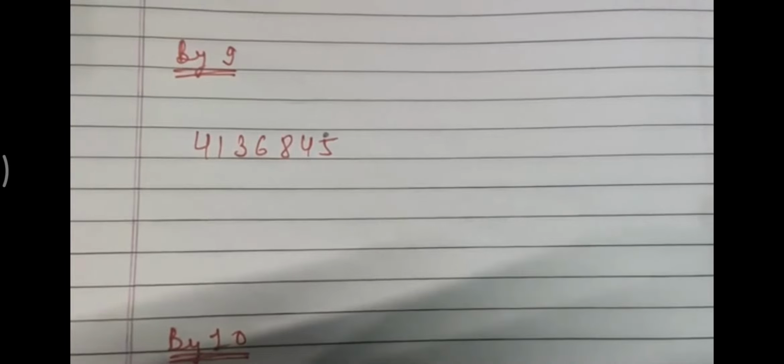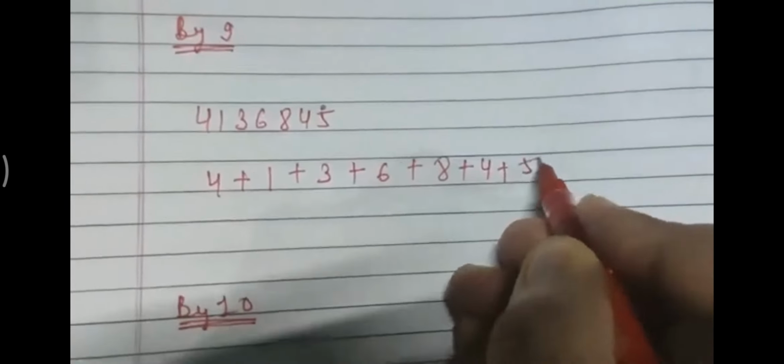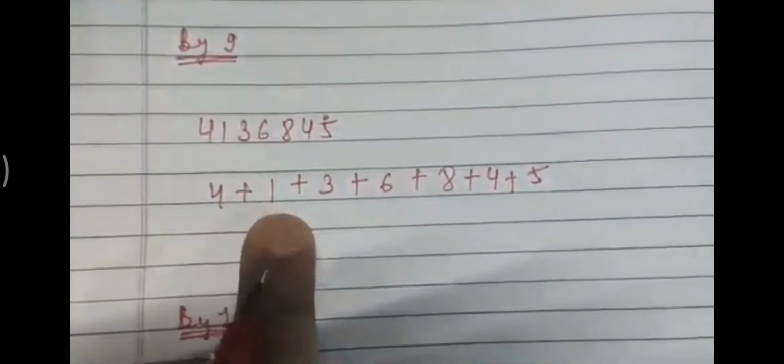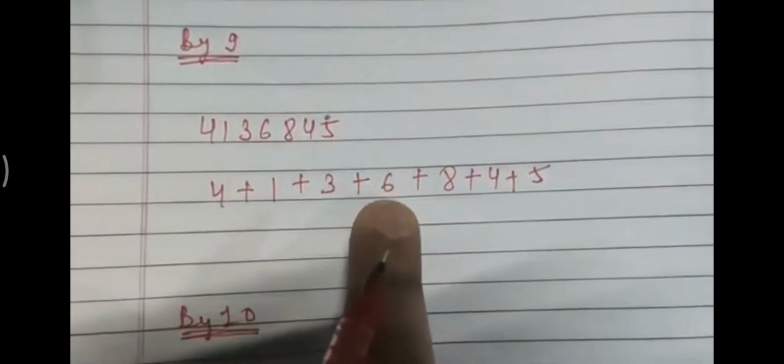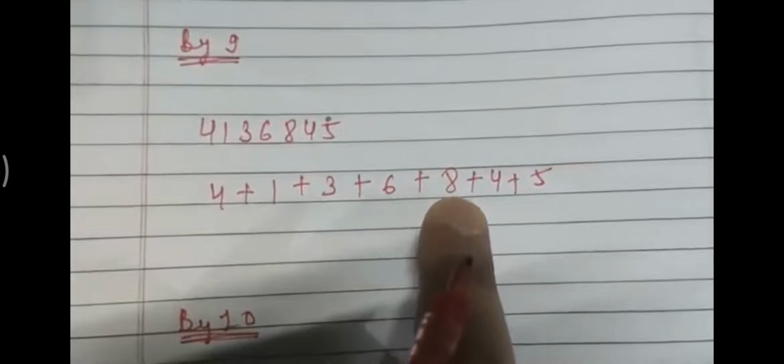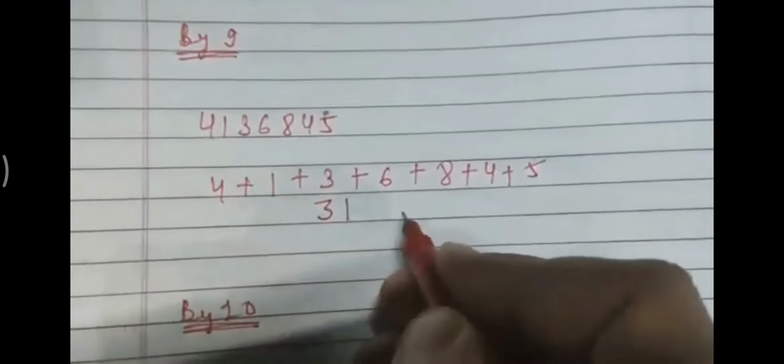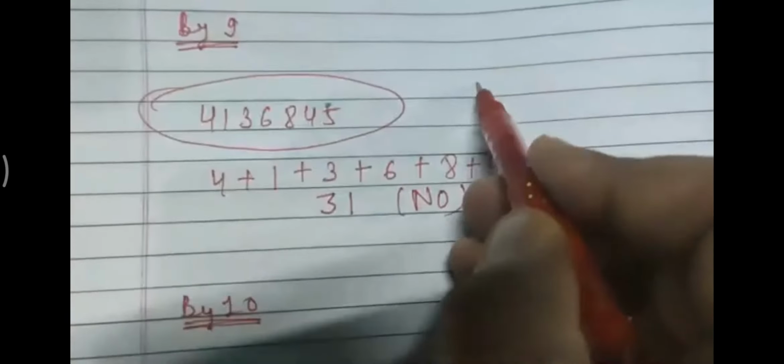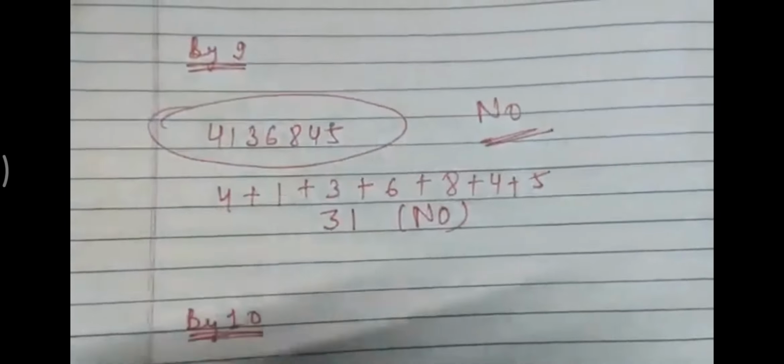4136845. Now find the sum of digits: 4 plus 1 plus 3 plus 6 plus 8 plus 4 plus 5. Now add: 4 plus 1 is 5, 5 and 3 is 8, 8 and 6 is 14, 14 and 8 is 22, 22 and 4 is 26, and 5 is 31. 31 is not divisible by 9, that's why the whole number is not divisible by 9.